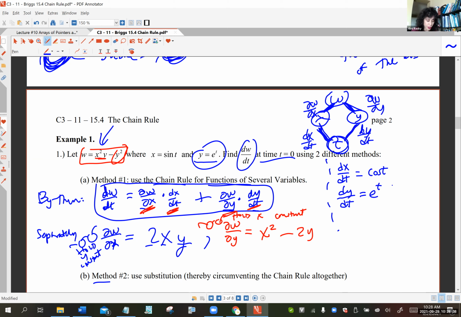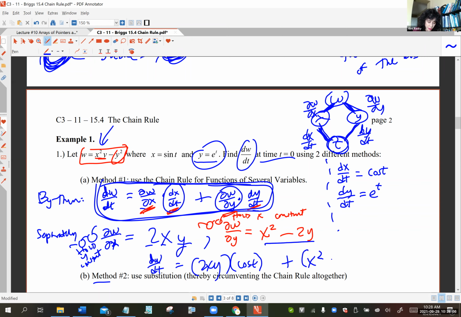Okay, we have all 4 ingredients, so let's put it all together in this big old formula. So the dw dt, straight stem, is 2xy, and then dx dt was cosine t, plus dw dy was, parentheses matter, so please put parentheses around the quantity x squared minus 2y, times dy dt is e to the t.